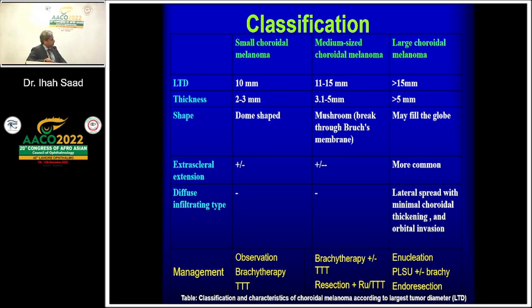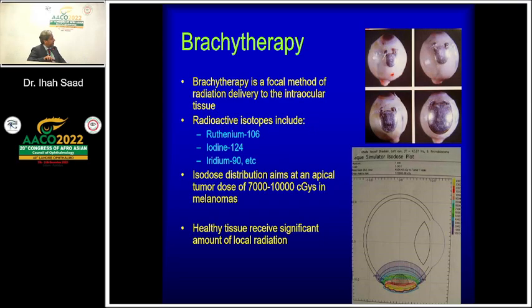For small tumors, we observe, we use brachytherapy, which is a local form of radiotherapy, and maybe adjuvant thermotherapy. For medium-sized tumors, we use brachytherapy, thermotherapy, and resection plus brachytherapy. For large-sized tumors, we use enucleation. We do resection and brachytherapy, or sometimes we resort to endoresection. So what is brachytherapy? Brachytherapy is a focal method of radiation delivery to the intraocular tissue.